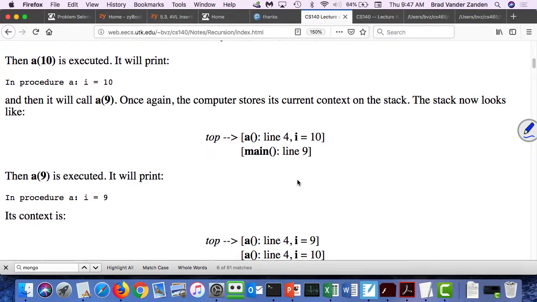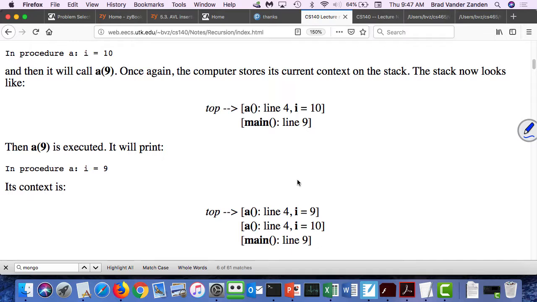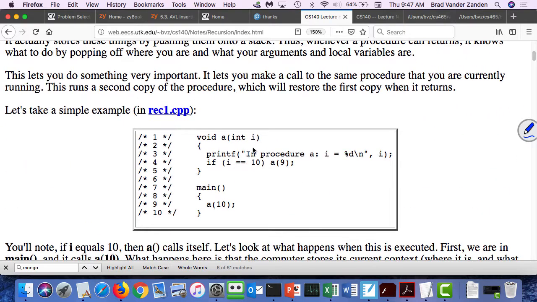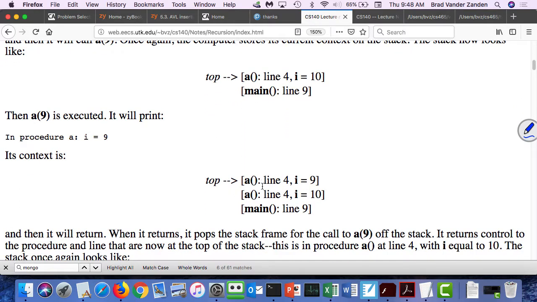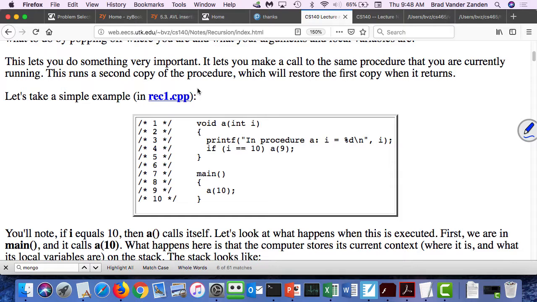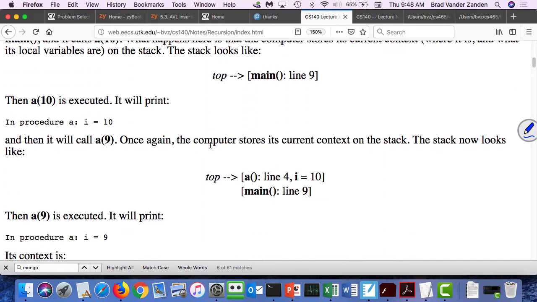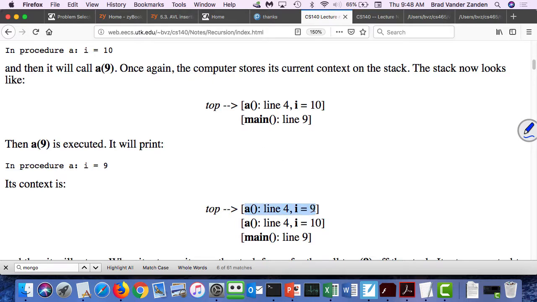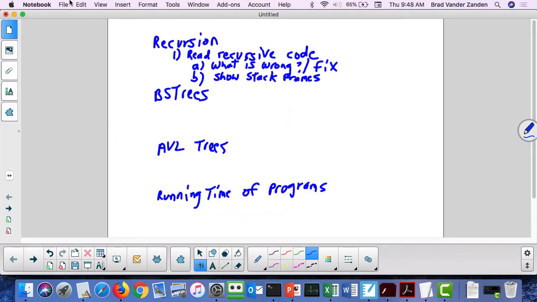So I might give you a call and tell you, for example, at the point where you reach the base case, what do the stack contents look like? So here you had a very simple recursive function. If I was 10, it called A9. Otherwise, it returned. So when calling A10, A10 ends up calling A9. A9 is the last instance because I is not equal to 10, so it will return. So the stack at that point looks like this. You have main at line 9. You have A4 at line 4. At line 4, it called A9. And finally, in the last one, you have I equals 9. You're at line 4, and it's returning. So that's what I mean by you need to be able to read recursive code and show me the stack frames. Okay?